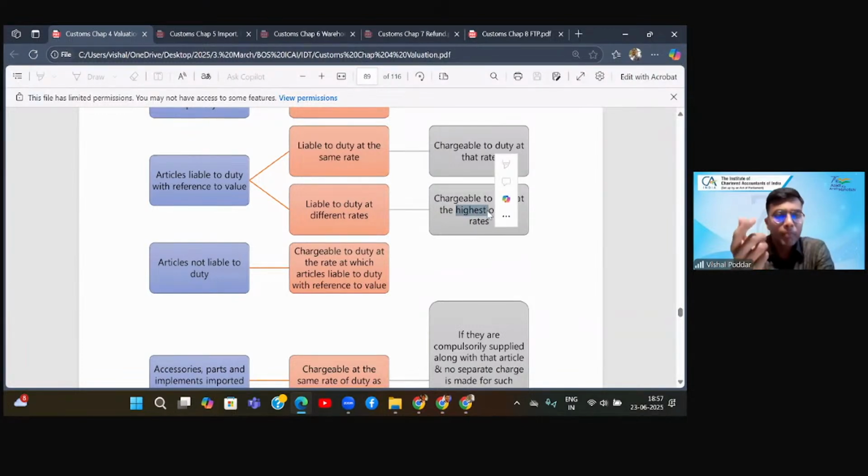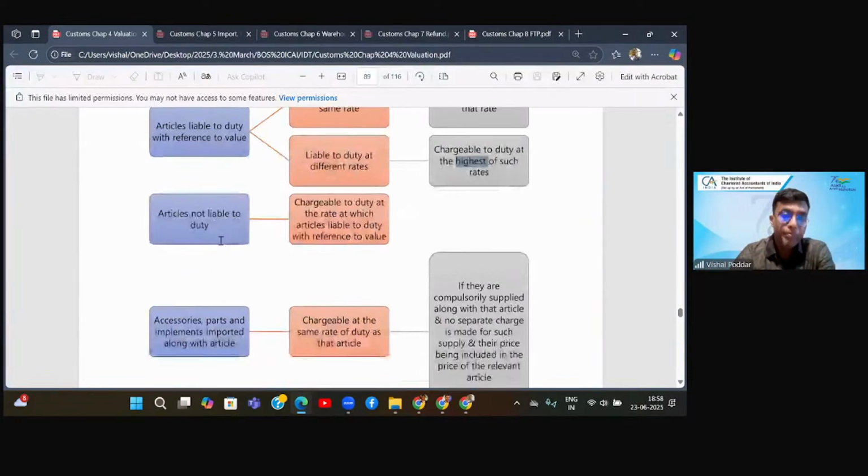If you try to compare it with our GST law, they have made a provision which I will compare with GST law, and it is like the composite or mixed supply concept. How in case of mixed supply do we take the highest of the rate? Similarly, section 19 says where there are different rates, you take the highest of the rates.